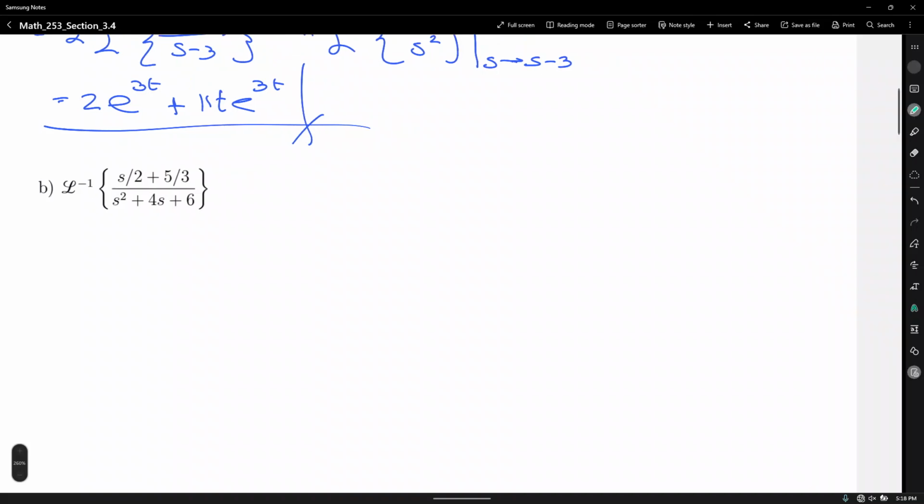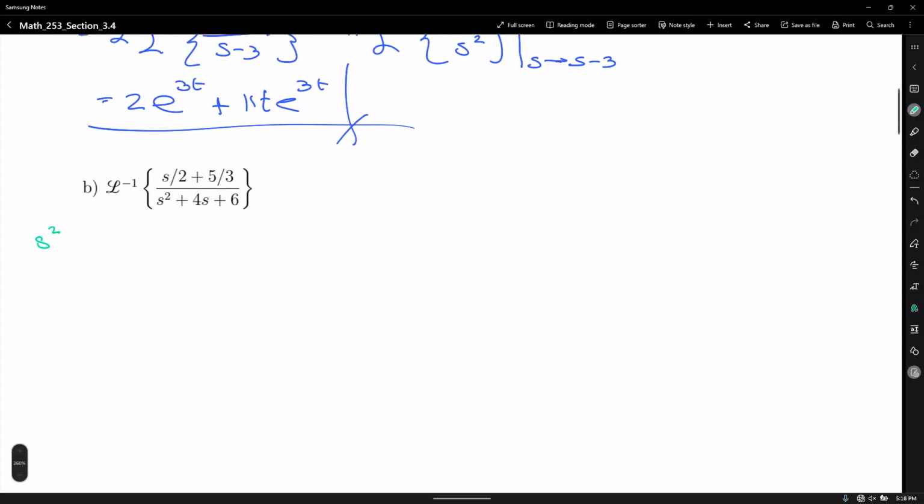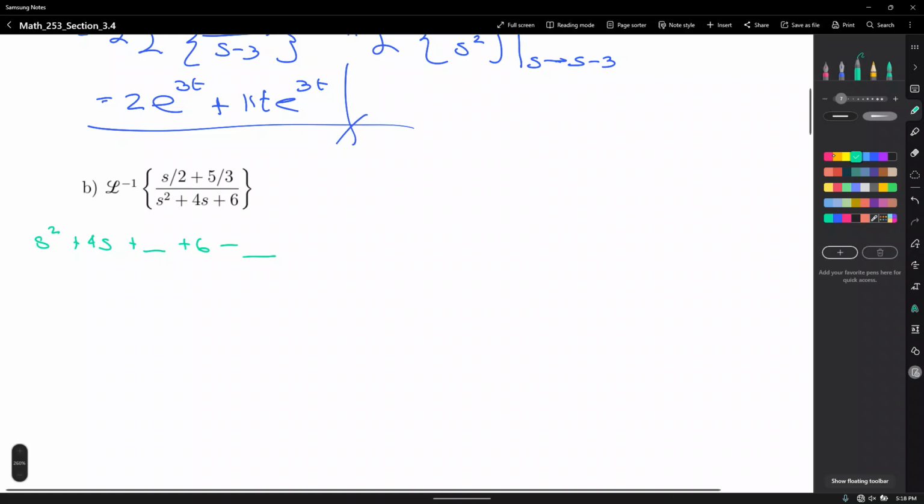So let me do some side work below. s squared plus 4s plus some number that completes the square, plus 6 minus another number that completes the square, because if we add, then subtract. All right? So to complete the square, we divide the middle coefficient by 2 and then square. In this case, that number is going to be 4. Add 4, subtract 4, so you have the same expression.